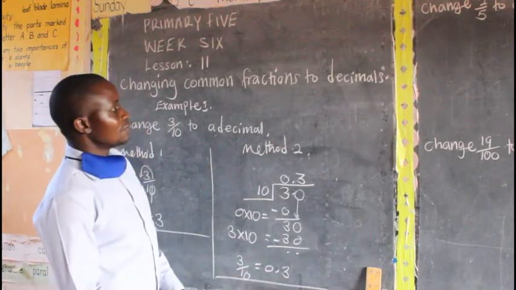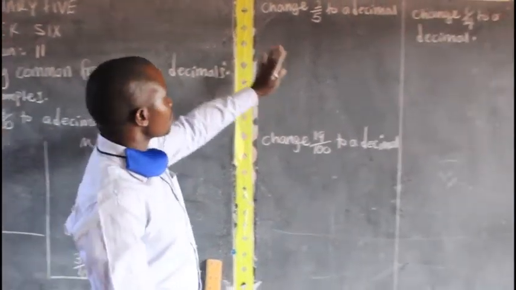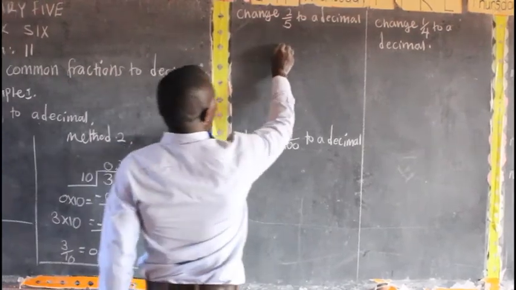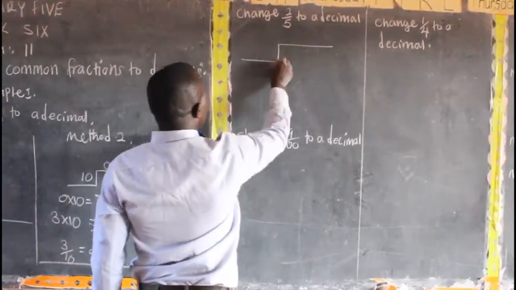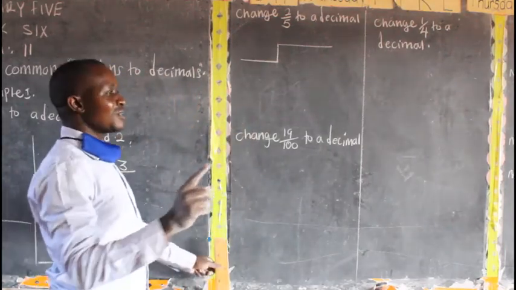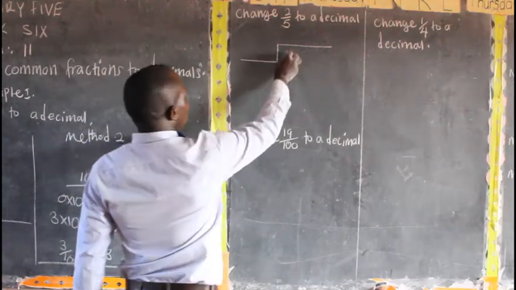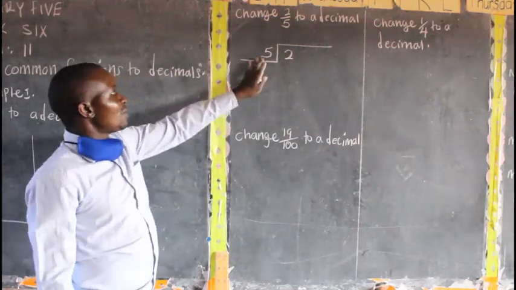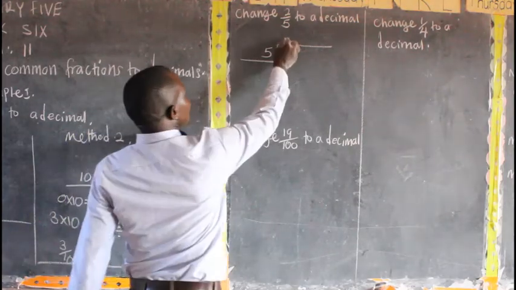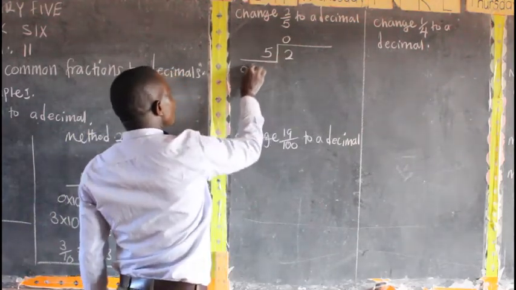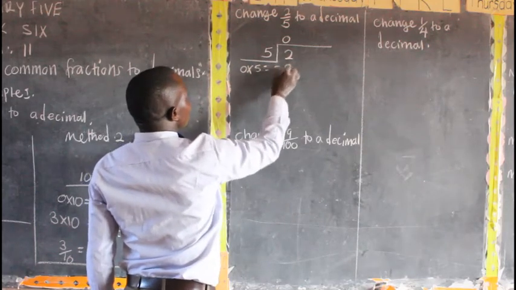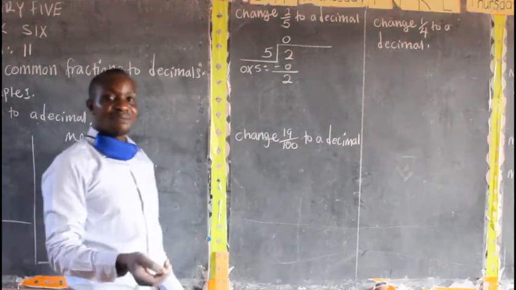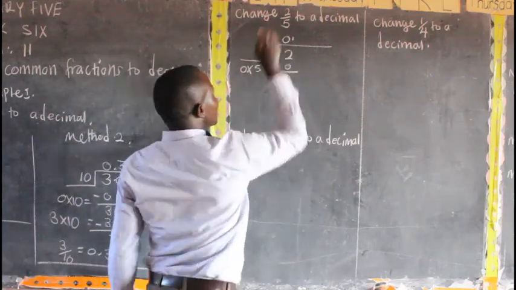Let's look at example 2. Example 2 says change 2 out of 5 to a decimal. Go for long division. I said method 1 can only work when you are dealing with 10, 100, 1000. So you put here 2, here 5. Then you say 2 divided by 5. Automatically it is impossible. Just put a 0. Then you say 0 times 5 is equal to 0. When you subtract, you get 2. Then you say 2 divided by 5, it is impossible. Therefore, put here a decimal point.